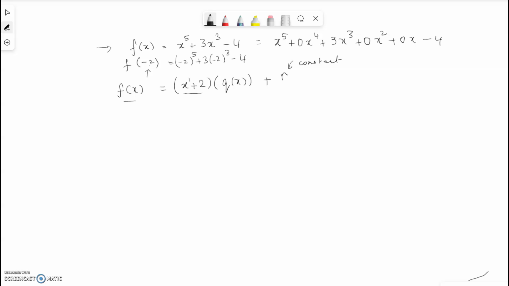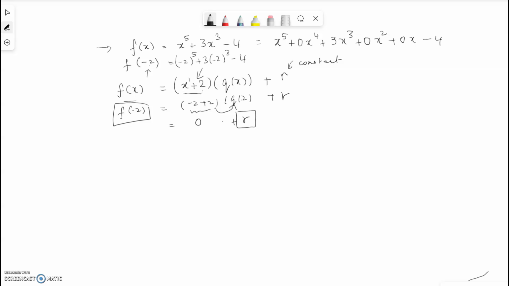So if I can somehow write the function as x plus 2 times q of x plus r, then f of -2 is equal to -2 plus 2 times q of -2 plus r. -2 plus 2 is equal to 0, and 0 times anything is 0, so we're left with r. So the remainder that we get by dividing the given polynomial by x plus 2 is the value of the function f of -2.